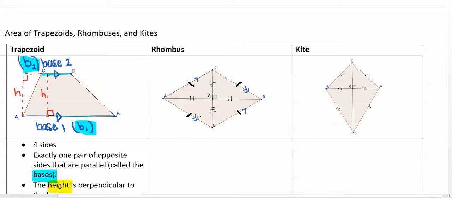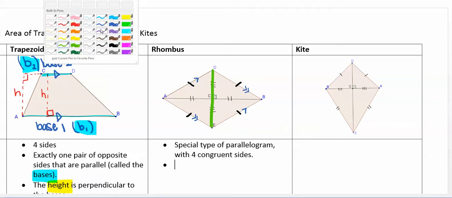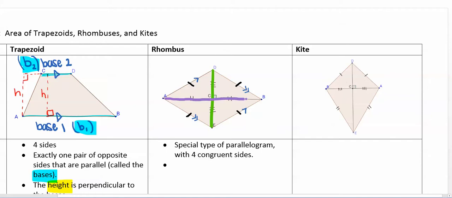So the things that we need to know about a rhombus. Let's type these into the, or you can write them into the characteristics box. We've got that it is a special type of parallelogram with 4 congruent sides. It also has these things called diagonals that we're going to need to use. The diagonals, let's highlight the diagonals here for you. Let me use a different color so you can see it. There we go. This is a diagonal, and this is a diagonal. The diagonals go from one vertex to the other, but they're not already connected with a side.